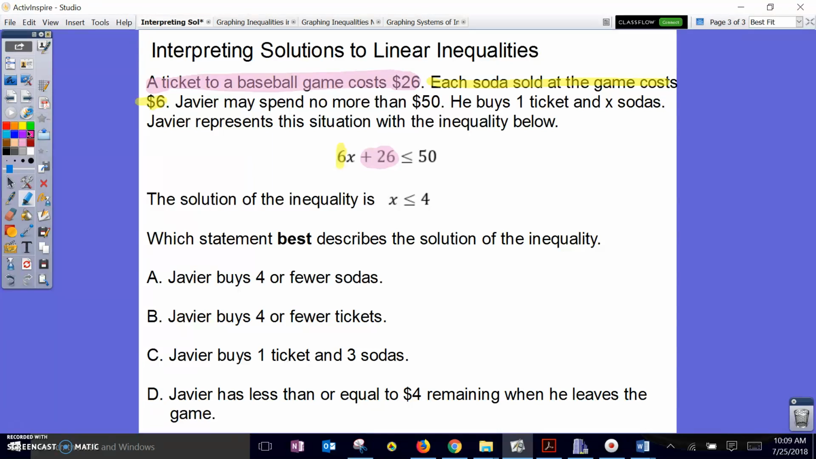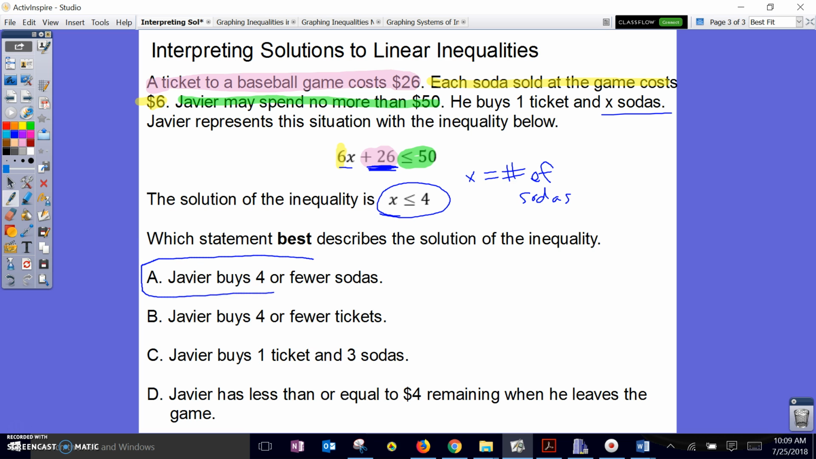And Javier may spend no more than $50. That's where the less than or equal to 50 comes from. He buys 1 ticket. That's this 26 here. And x sodas. Oh, hey, it was right there for us. x is the number of sodas. Should have read that a little bit more carefully. So if x is the number of sodas, then the inequality x is less than or equal to 4 means the number of sodas is less than or equal to 4. So Javier buys 4 or fewer sodas.